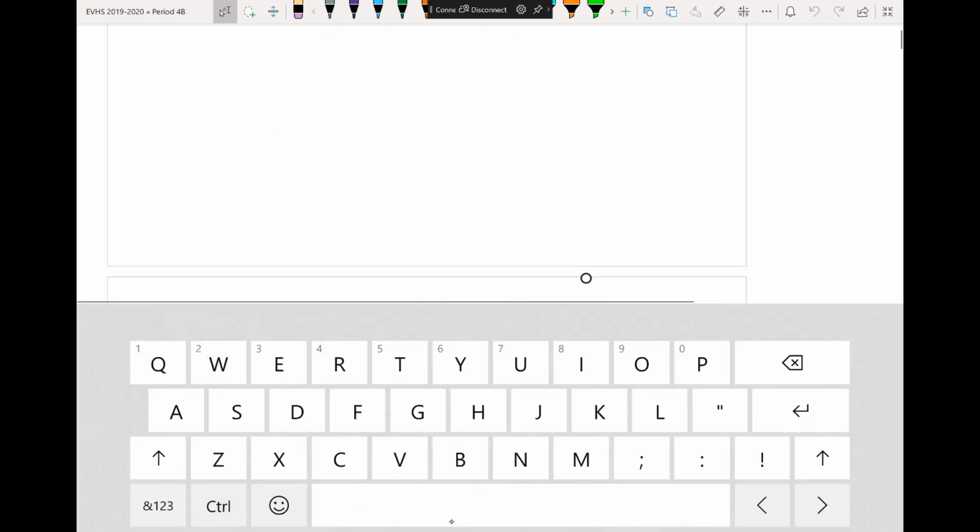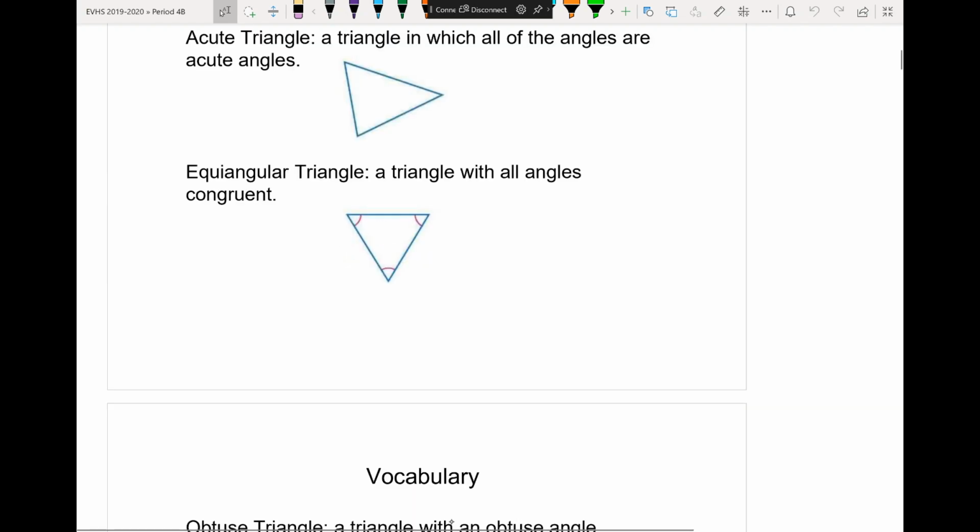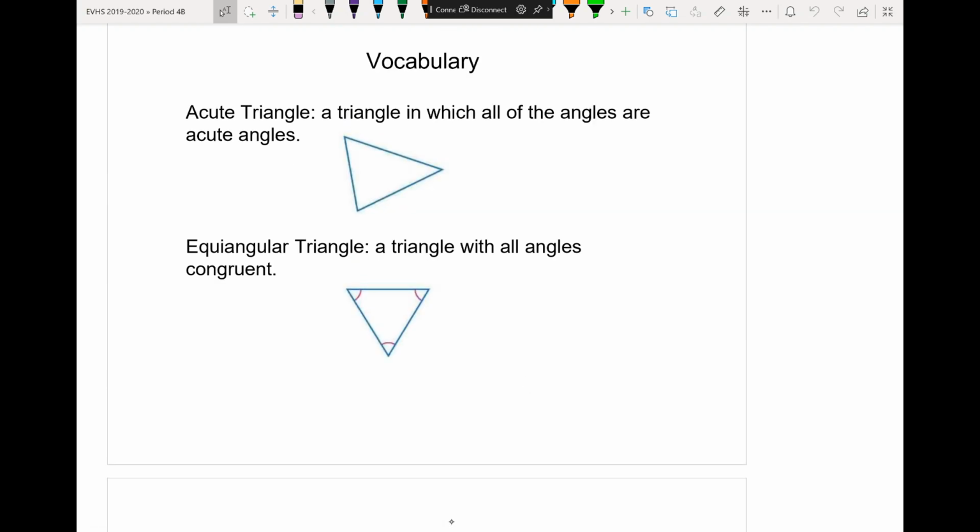So, first off, we're going to be classifying a triangle, and we're going to do 2 different types of classifications. One of them is by angles, and the other one is by sides. So, first off, an acute triangle. An acute triangle is just a triangle in which all the angles are acute. Notice all 3 angles are acute angles. All right, equiangular. Equiangular is exactly what it sounds like. Equal angles, equiangular. All angles in the triangle are congruent.